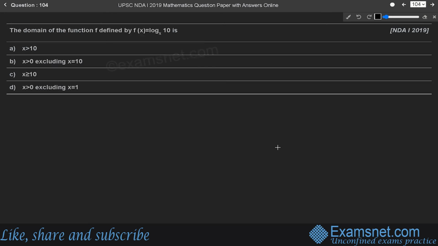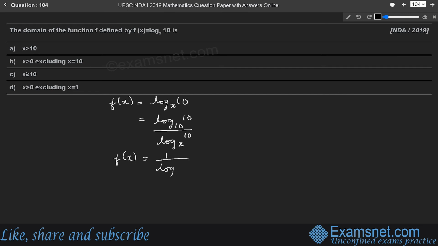Next question is, the domain of the function f defined by f of x is equal to log base x 10 is. We have to find the domain for the given function. So it can be further written as log base 10 10 upon log base x 10. It means that f of x will be equal to 1 upon log base 10 x.